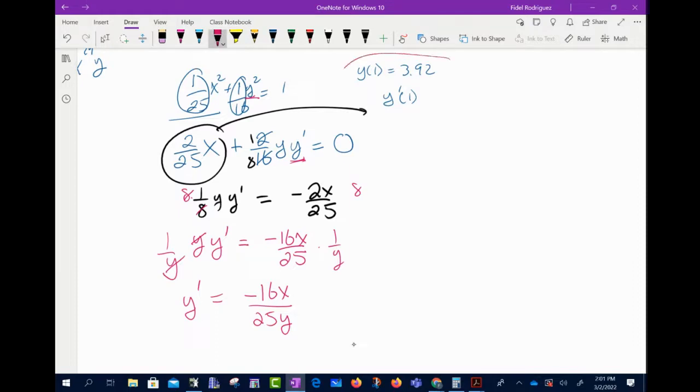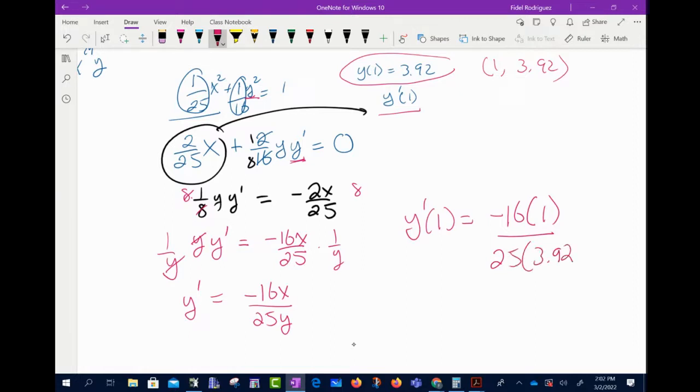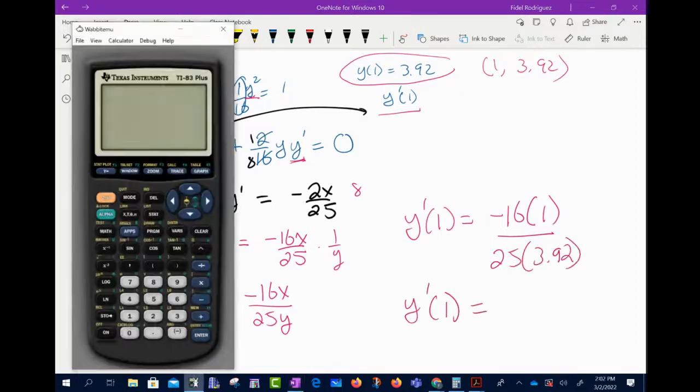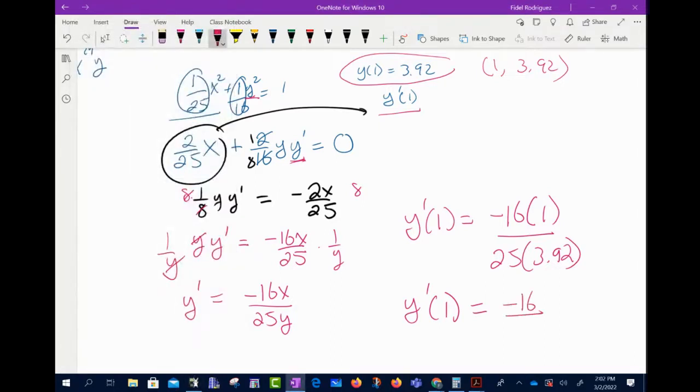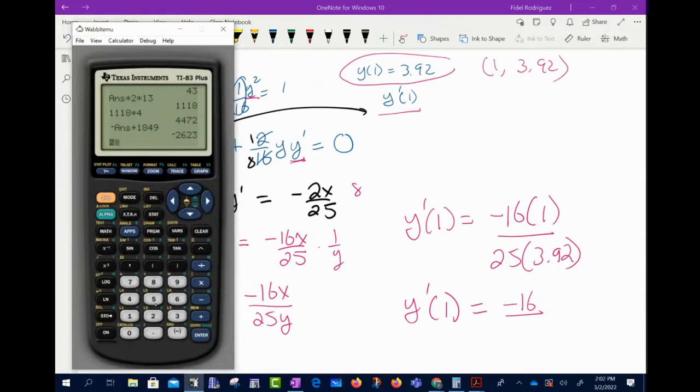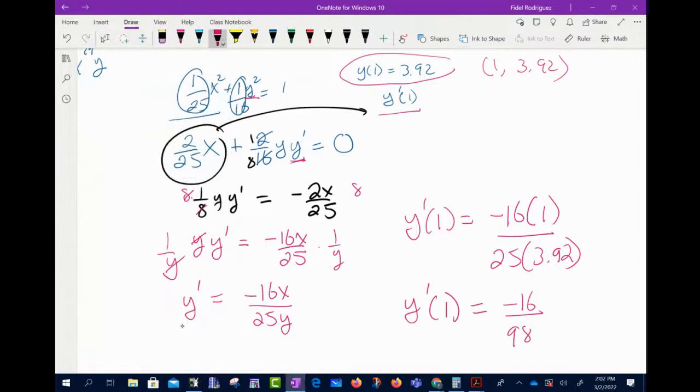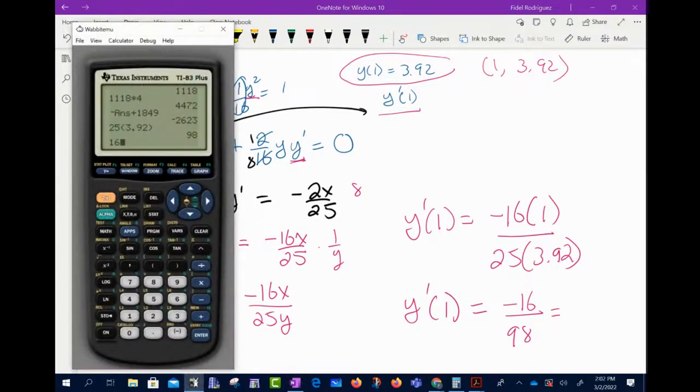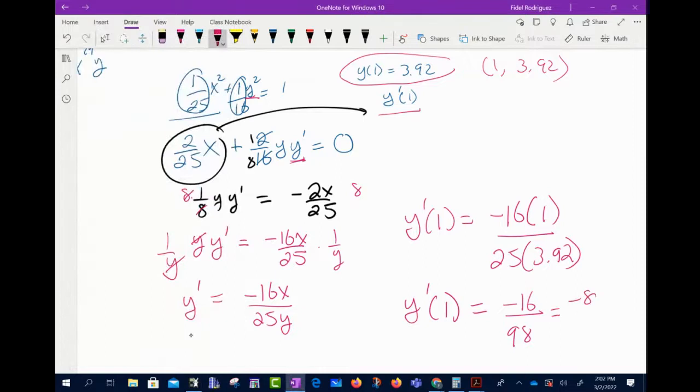Okay, look, y'all. Now we want to evaluate it, because we're looking for y prime at 1. So y prime at 1, remember what this means. This means that when x is 1, y is what? 3.92. So when I'm finding y prime at 1, isn't this what I'm really doing? Okay, so look, I already know upstairs, that's just a negative 16. But downstairs, 25 times 3.92, I don't know, it's close to 100, 98. And I know we can reduce that. I don't know what it reduces to, but I'll do it like this, 16 over 98. What does it reduce to? 8 over 49. Okay, so negative 8 over 49.